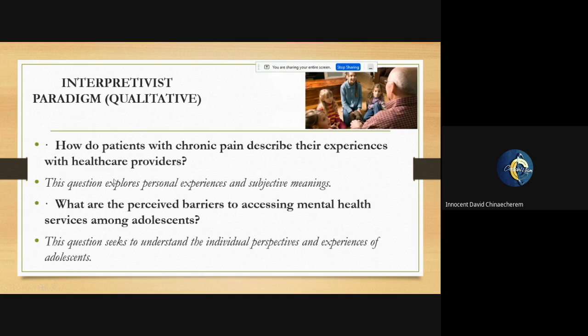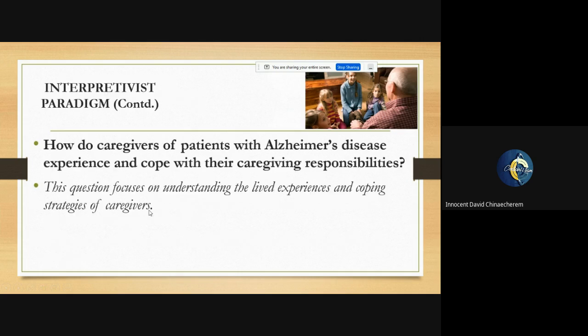And that is clearly interpretivism, which is qualitative. Also, what are perceived barriers in accessing mental health services among adolescents? This question tries to understand individual perspective and experience, which is the same thing I just explained. And it's clearly qualitative.